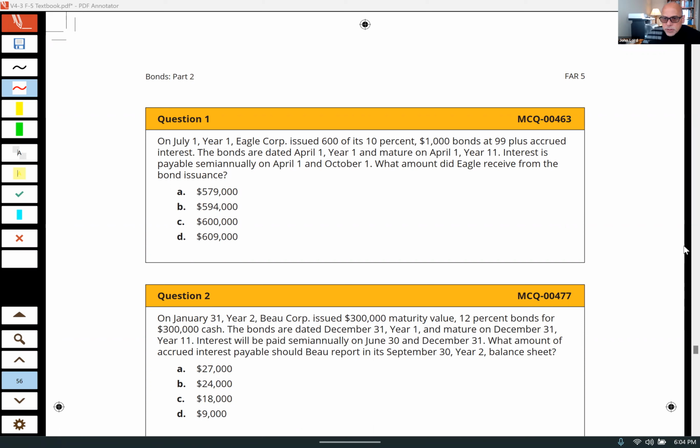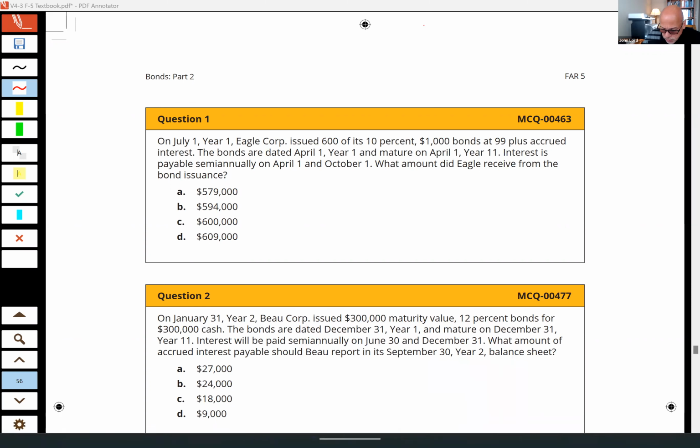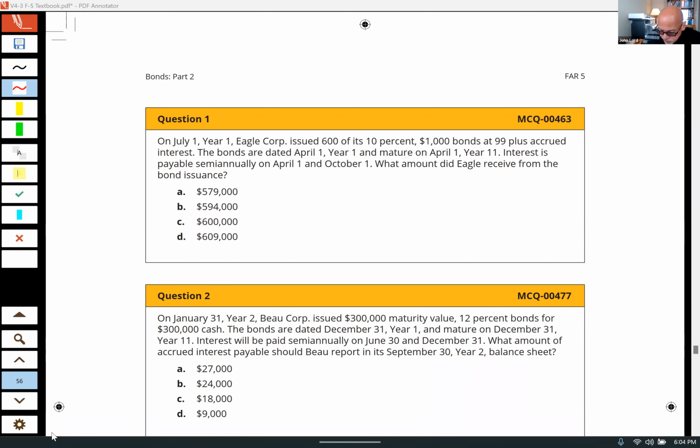Okay, looks like most of us have had a chance to work this one, so I'm going to go ahead and share the results here in the poll. Okay, pretty good. I think you'll find questions like this easy. Almost all of us got it right, 89% of us. Let's go ahead and take a look at this one.